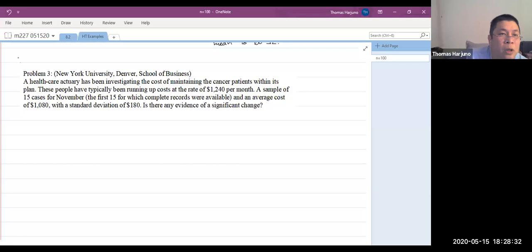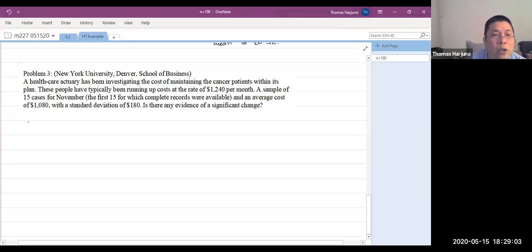These people have typically been running up cost at the rate of 1,240 per month. Now, a sample of 15 cases for December, the first 15 for which complete records were available, and an average cost of 1,080 and standard deviation 180. Is there any significant change?